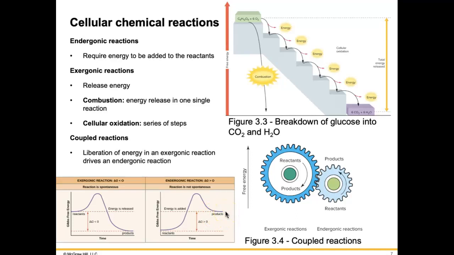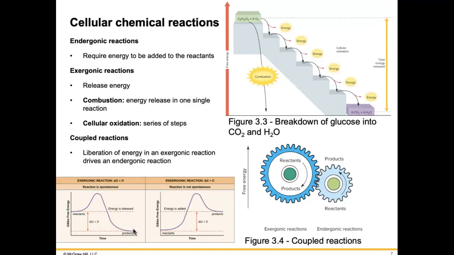With exergonic reactions, we have the opposite take place. Our reactants are going to release energy, and we could do this in one of two ways. We can do it through combustion, where the energy is released in one single reaction, or through cellular oxidation, where we have a series of steps or smaller reactions that release energy as we go to achieve our end-all products. And you could see that taking place over here in the graph as well.